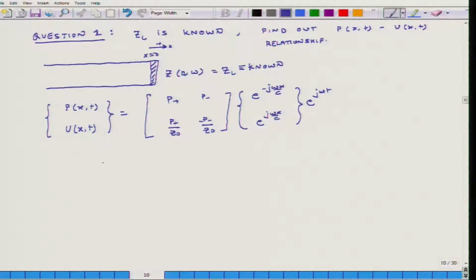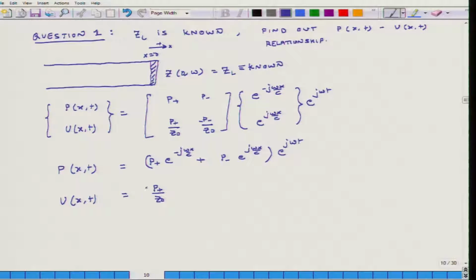Okay. So, I can also write it as complex pressure is equal to P plus e^(-j omega x over c) plus P negative e^(j omega x over c), times e^(j omega t), and complex velocity is P plus by Z naught e^(-j omega x over c) minus P negative divided by Z naught e^(j omega x over c), times e^(j omega t).